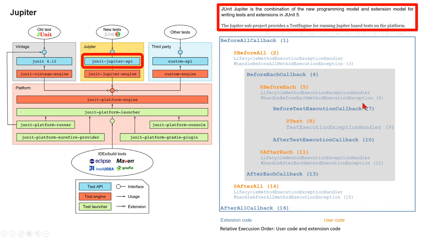Default void handleBeforeEachMethodExecutionException(ExtensionContext, Throwable) in interface LifecycleMethodExecutionExceptionHandler. Handle the supplied Throwable that was thrown during the execution of @BeforeEach lifecycle method.